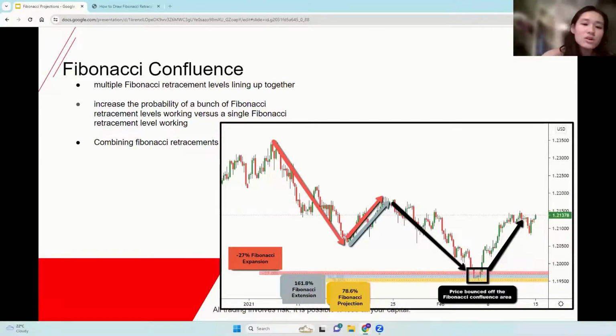Okay, so let's talk a bit about Fibonacci confluence. Fibonacci confluence is basically when you combine multiple Fibonacci retracement levels together so that you can increase the probability of your Fibonacci levels working versus a single Fibonacci level working. It's basically combining all of your Fibonacci retracements, but also with the projection that we just learned.